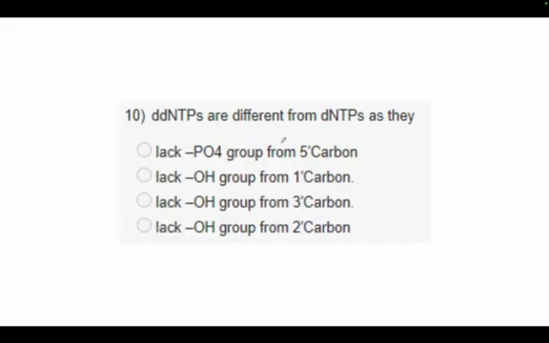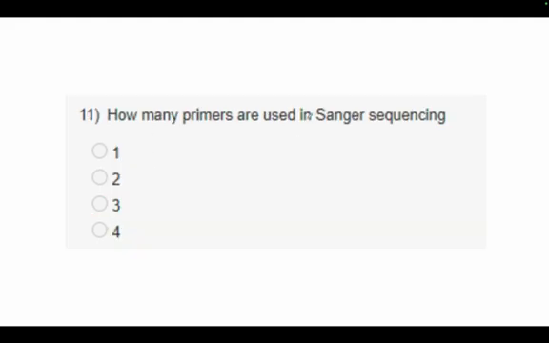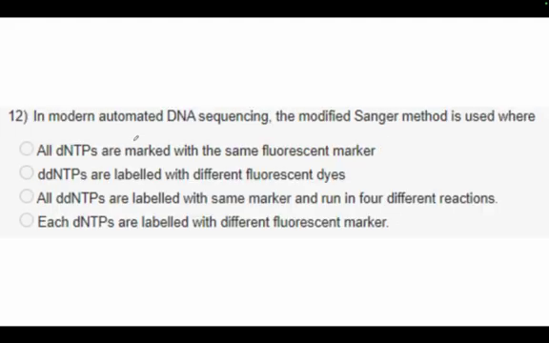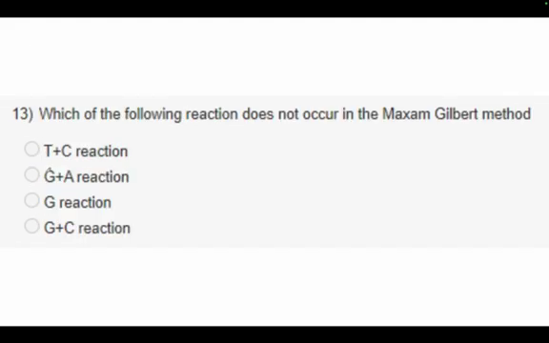Okay, ddNTPs differ from dNTPs in that they lack the OH group from the 3' carbon. How many primers are used in Sanger sequencing? Right, so we only need the one primer, which is going to bind to the 3' end of the template to allow DNA synthesis to begin. So we need just one primer. In modern automated DNA sequencing, the modified Sanger method is used where we have ddNTPs with different fluorescent markers, right, which allows us to run a single reaction and then read out the sequence through capillary electrophoresis.